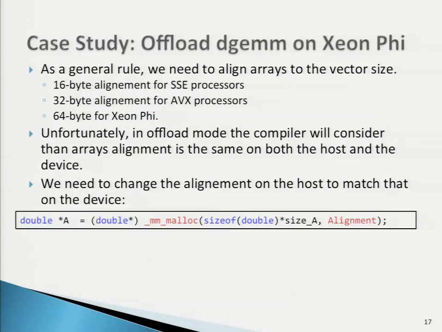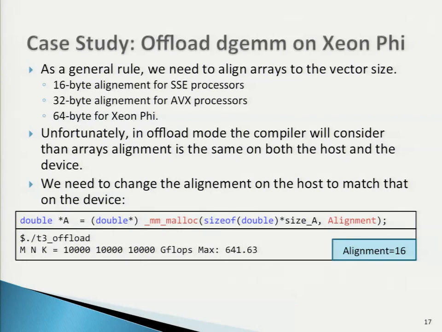So instead of using malloc, you can use this function, _mm_malloc. There are actually quite a few different methods provided by Intel which you can use to do aligned memory allocations. You can also use _mm_malloc and mkl_malloc. And basically, you don't just say how much memory you want, but you say what alignment you want. So we would say, I want alignment of 64 bytes.